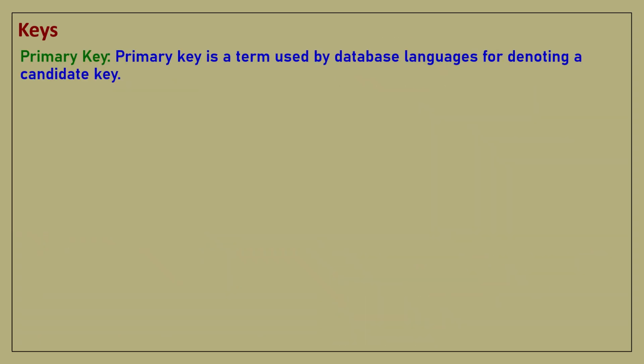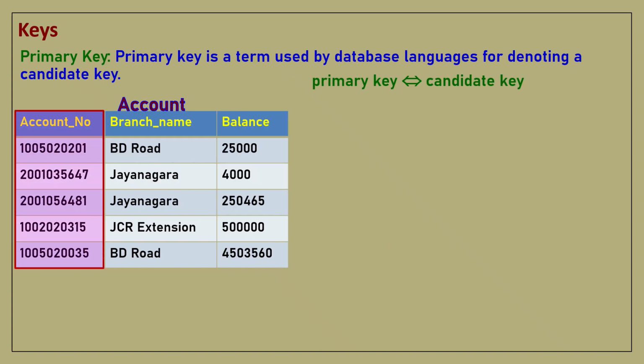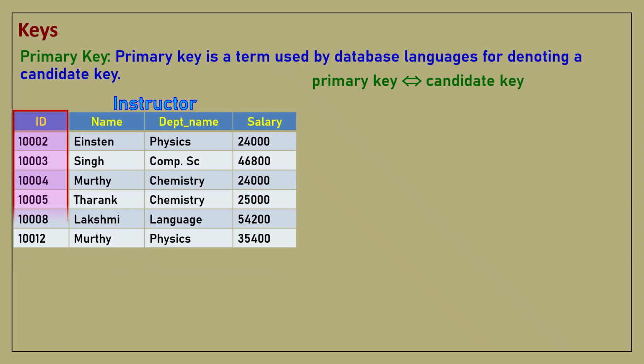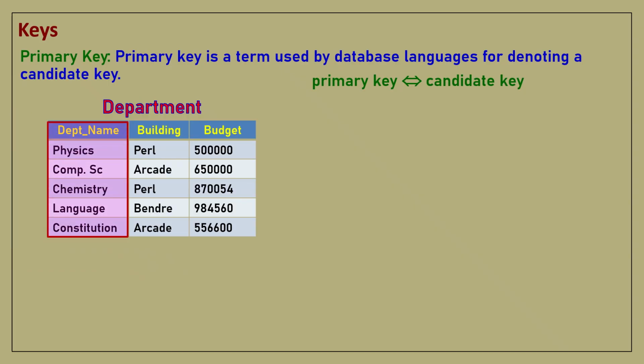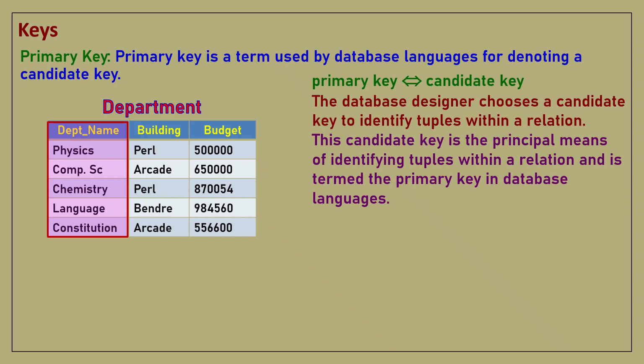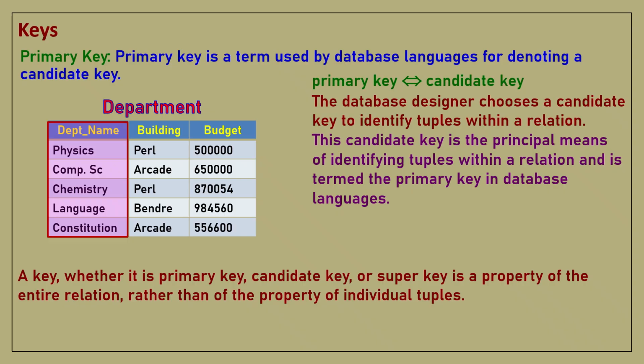Primary key is the term used by database languages to denote a candidate key. Account number attribute in account relation, ID attribute in instructor relation, and department name column in department are examples of primary keys. The database designer chooses a candidate key to identify tuples within a relation. This candidate key is the principal means of identifying tuples within a relation and is termed as primary key in database languages. A key, whether it is primary key, candidate key, or superkey, is a property of the entire relation, rather than of the property of individual tuples.